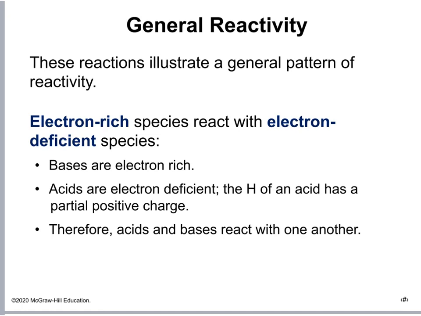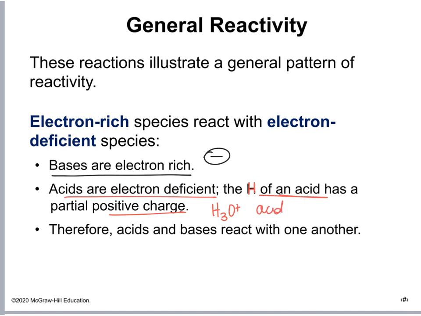General reactivity. Okay, so like I said, bases are electron rich, especially if they have a negative charge. Acids are electron deficient. So a lot of times the acid proton could have a partial positive charge or a positive charge. So like H3O plus, that's an acid. And if you drew the Lewis structure of that, you would see it wants to give up the proton.